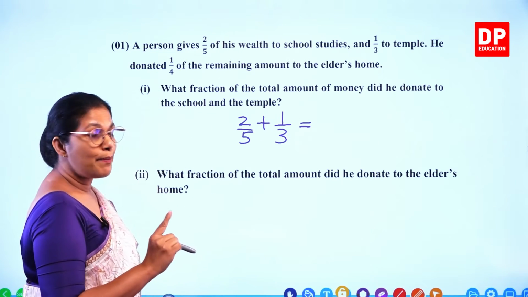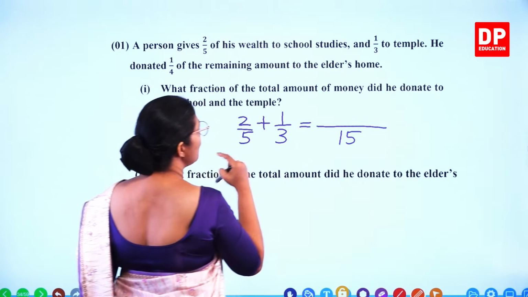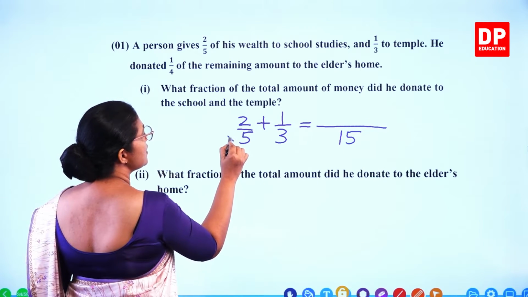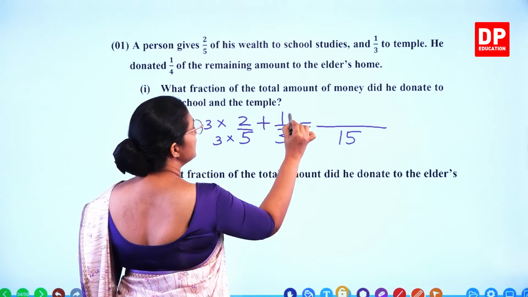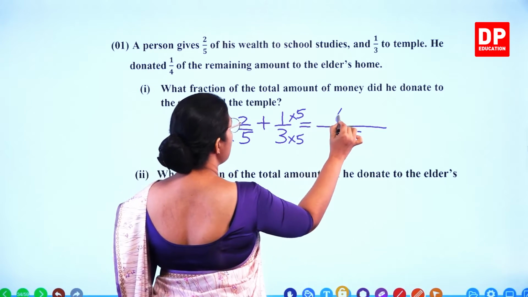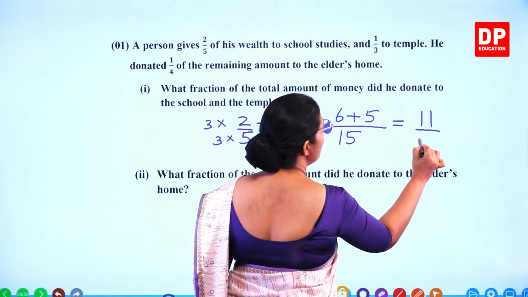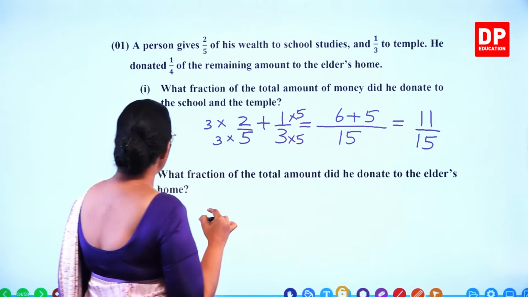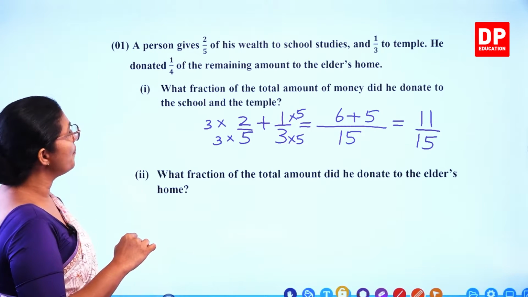What's the lowest common multiple of 5 and 3? That's 15. So convert to 15. You have to multiply this by 3 and this by 5. So 3 times 2, 6. 5 times 1, 5. So 11/15.